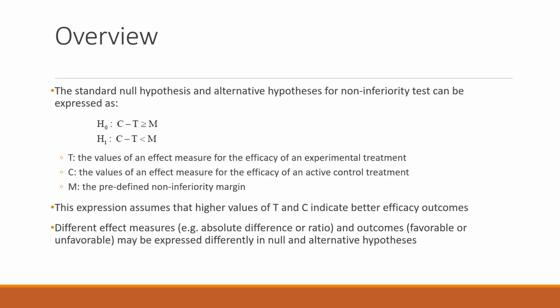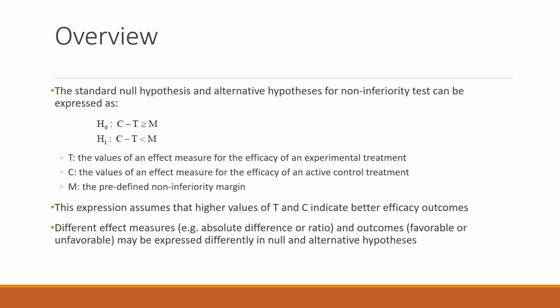I will present the methods of this study. Let T and C represent the values of an effect measure for the efficacy of an experimental treatment and an active control treatment, respectively. M is the predefined non-inferiority margin. The standard null hypothesis and alternative hypotheses for non-inferiority test can be expressed as shown in the slide. The expression above assumes that higher values of T and C indicate better efficacy outcomes.